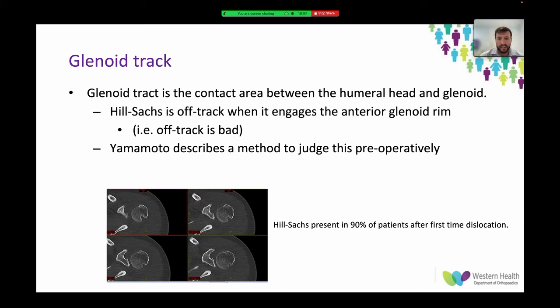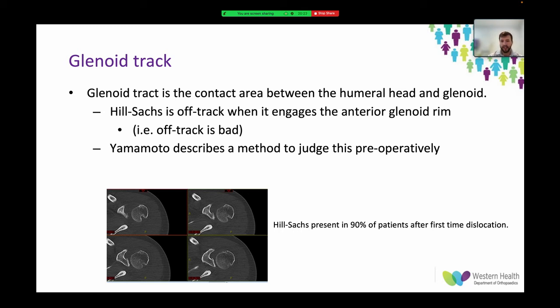Glenoid track is the contact area between the humeral head and glenoid as the arm goes into abduction and external rotation. And this is important because the Hill-Sachs lesion, which is the posterior depression on the back of the humerus as it impacts on the anterior glenoid, is present in 90% of patients. We used to talk about the Hill-Sachs as engaging or non-engaging, and often this was assessed intraoperatively.